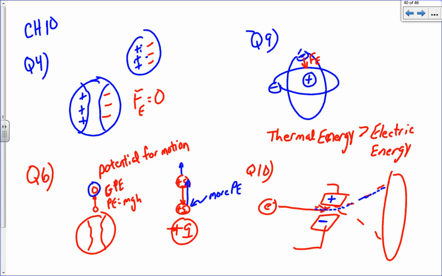Remember, like charges repel, opposite charges attract. So these negative charges, as they go through these two plates, will be repelled from the negative charges here and attracted to the positive charges here, which will cause a force upward, causing the beam of electrons to go upward. That's question 10. Let's move on to the problems.